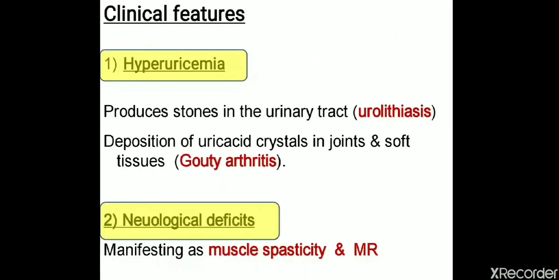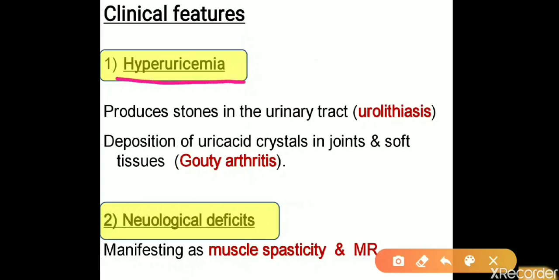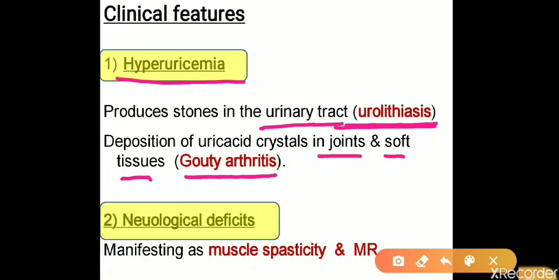Regarding clinical features, one of the clinical features is hyperuricemia. This uric acid has a tendency to produce stones in the urinary tract, so that will produce urolithiasis. That is one of the clinical features in Lesch-Nyhan syndrome. And this excess uric acid may be deposited in the joint cavity and also in the soft connective tissue, and that condition is known as gouty arthritis. So gouty arthritis and urolithiasis are all due to hyperuricemia.